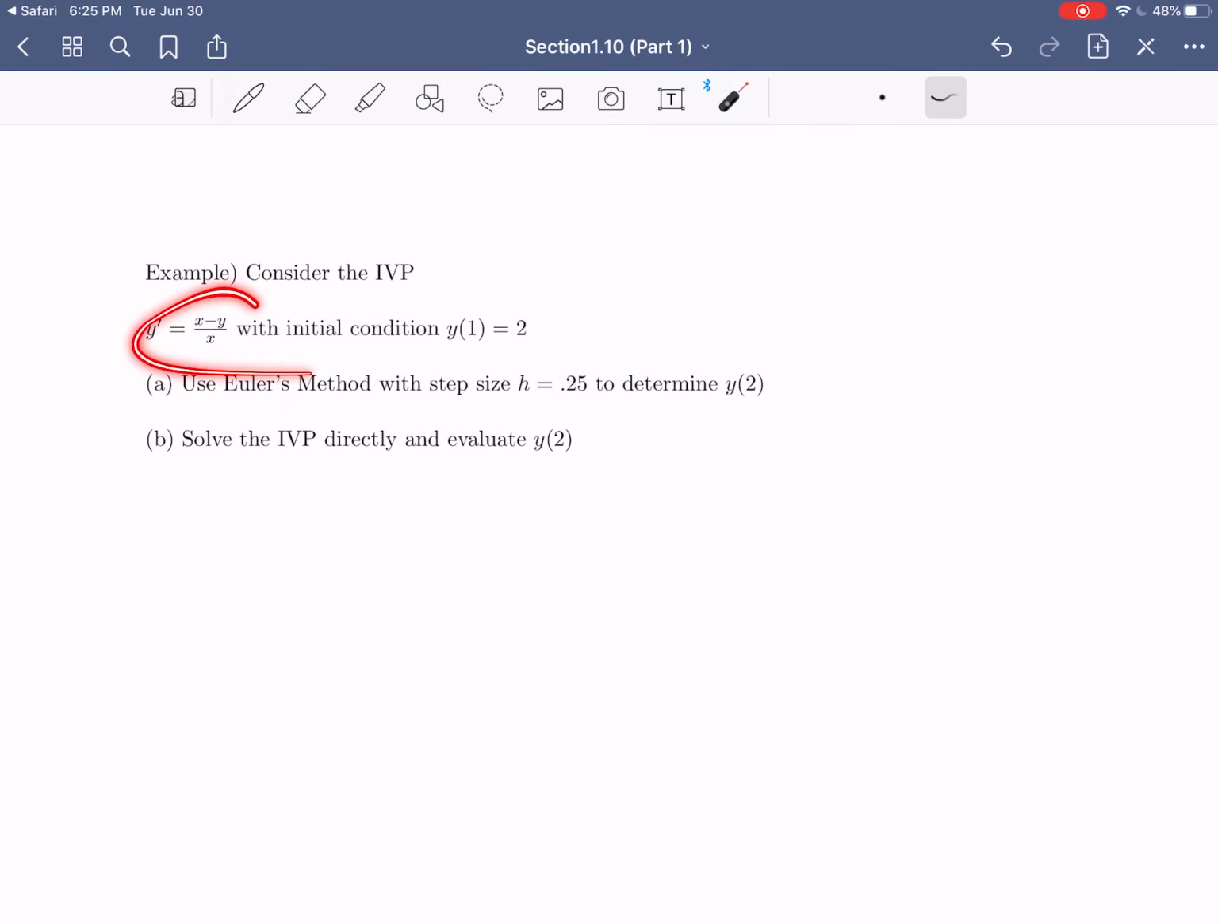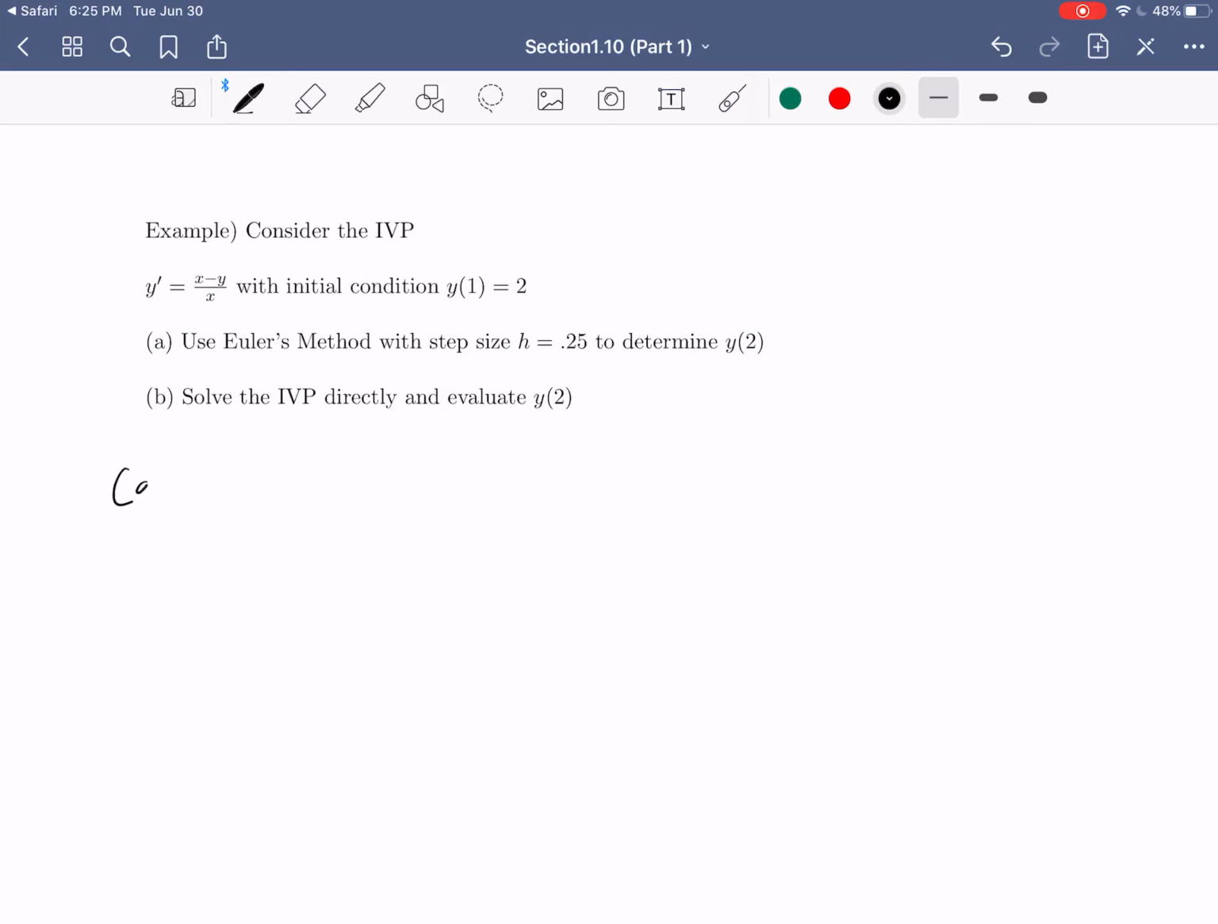So we're going to consider this very basic IVP, y prime equals (x minus y) over x, with the initial condition of y of 1 equals 2. So this is an IVP. What we're going to do is use Euler's method with a step size of 0.25 to determine y of 2. Then we're going to solve the IVP directly, because this is a pretty easy IVP, and directly evaluate y of 2 and cross-compare. And we'll just see how accurate it comes out. We're not expecting it to be incredibly accurate because 0.25 is still a pretty large step size, but let's just take a look.